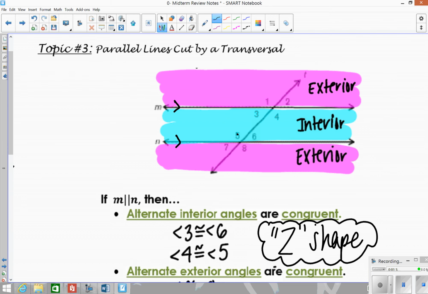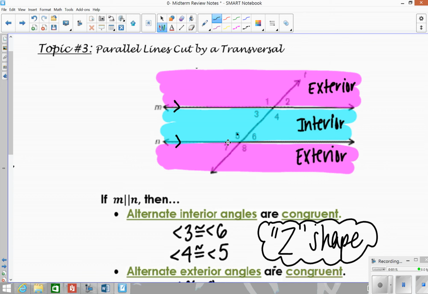We also have alternate exterior, so that's going to be 1 and 8, 2 and 7, opposite sides of the transversal and the exterior. Those would be congruent if the lines are parallel. Corresponding means if you take the top half of the diagram and you slide it down, which ones match up. Also think of it as when you talk about corresponding parts of triangles, it's the parts that match up. So 2 matches up with 6. It's in the same position of the diagram as 6. 4 and 8. So if you were sliding this down, the ones that match up, 1 and 5, 3 and 7, those are all corresponding. They would be congruent only if the lines are parallel.